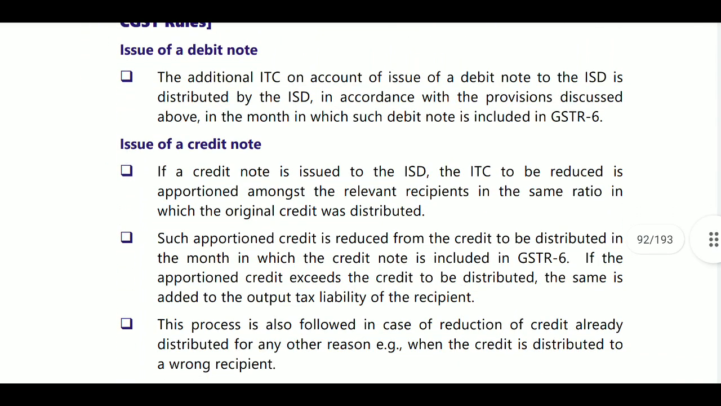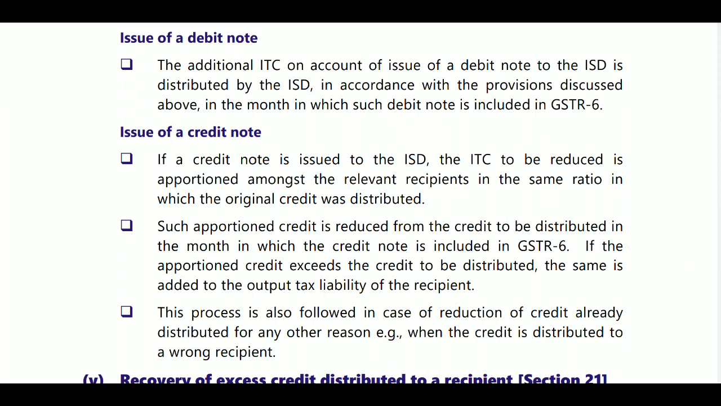Next, issue of credit note. If a credit note is issued to the ISD, the ITC to be reduced is apportioned. If you are issuing a credit note, it must be reduced. If you are issuing a debit note, it will be additional ITC. The credit note is apportioned to the relevant recipients in the same ratio in which the original credit was distributed. So the amount that was distributed on a turnover basis will be deducted on that same turnover basis. Next, such apportioned credit is reduced from the credit to be distributed in the month in which the credit note is included in GSTR 6.